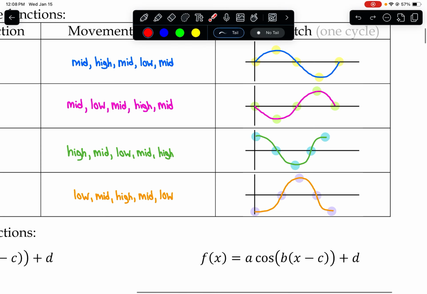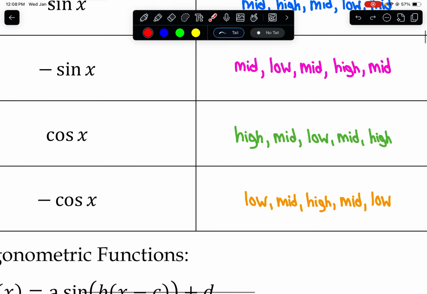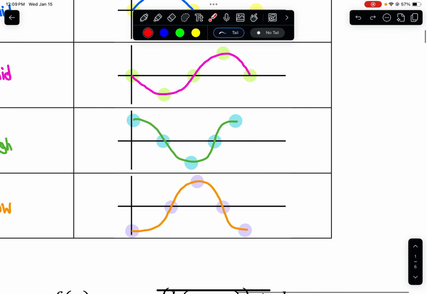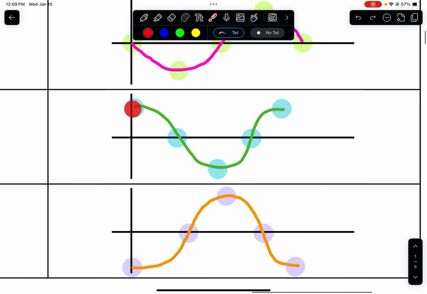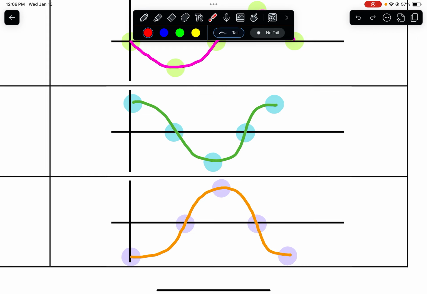And then with cosine, so with positive cosine, we're going to start with a high point, because if I do cosine of 0, we're going to get a positive 1, which is going to put us on the top. So we're going to start at a high point, then go to a midpoint, then low point, midpoint, high point, and so on. So if I were to reflect a positive cosine, that's going to put us at a low point. And then here, of course, if we have a low point, we're going to be reflected and go up to a high point. So that's going to be reflected and result in this graph down here.